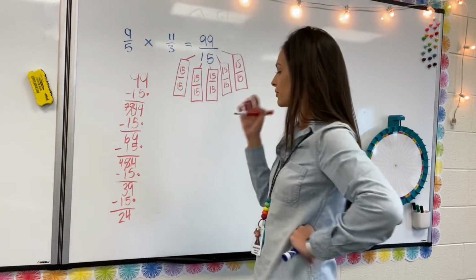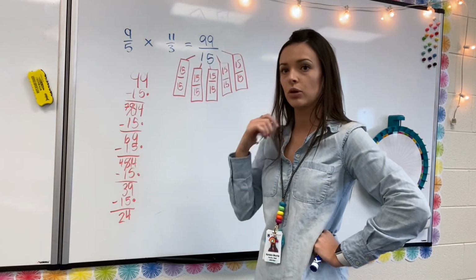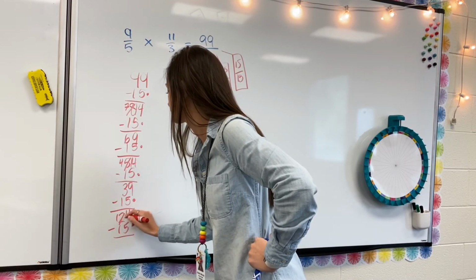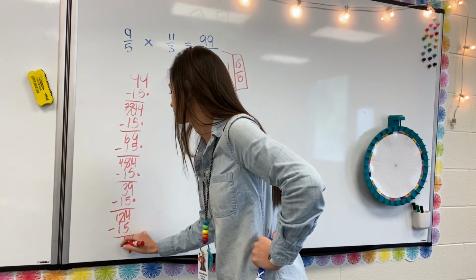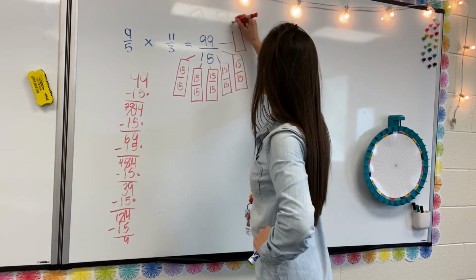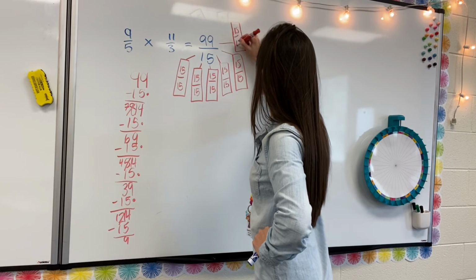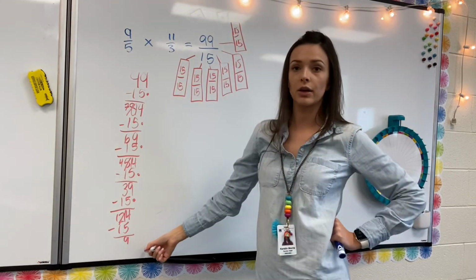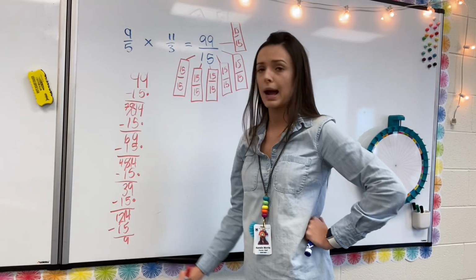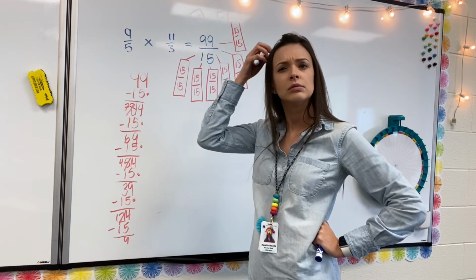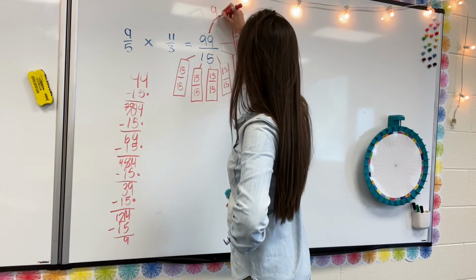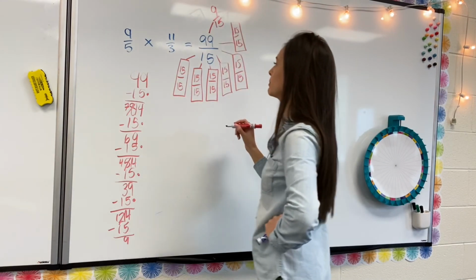Okay, now I've taken 5 wholes. Can I take another one? Can I pull another? Yes. Can I pull another whole? No. What am I left with? 9? 9 what? Good job. 9/15. So I'm going to put that piece back up here. That's what I'm left with.